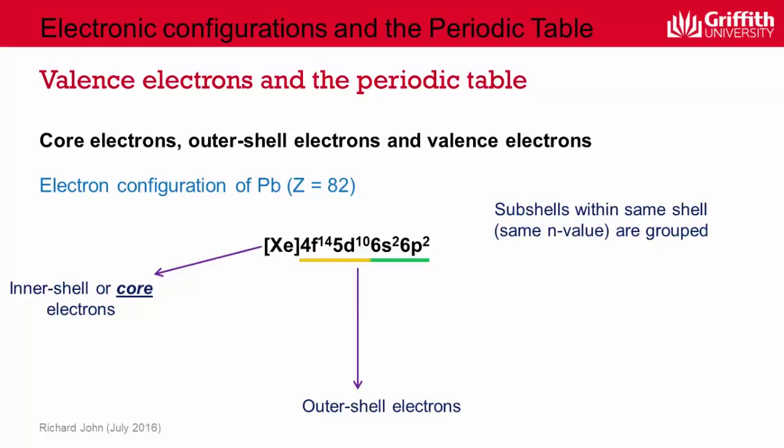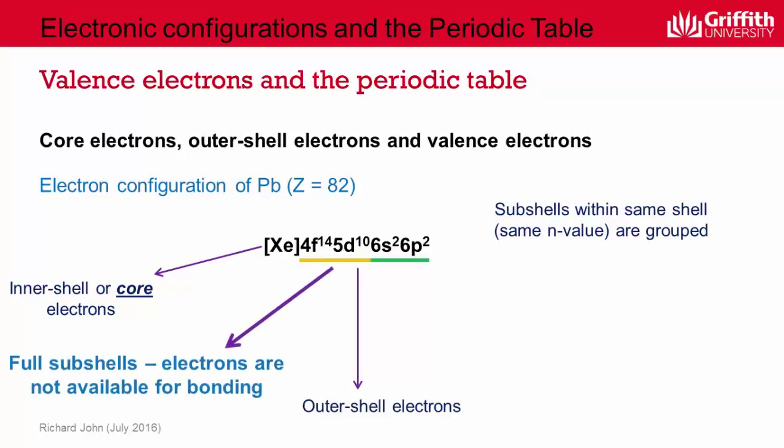This part of the outer shell configuration, the 4f14, 5d10, we'll note that they are full subshells, and we know that full subshells are stable, and it turns out that these electrons, even though they are outer shell electrons, are not available for bonding. Electrons in full subshells are not valence electrons.